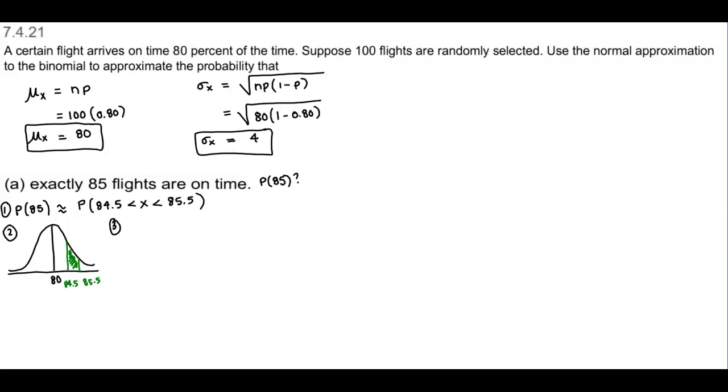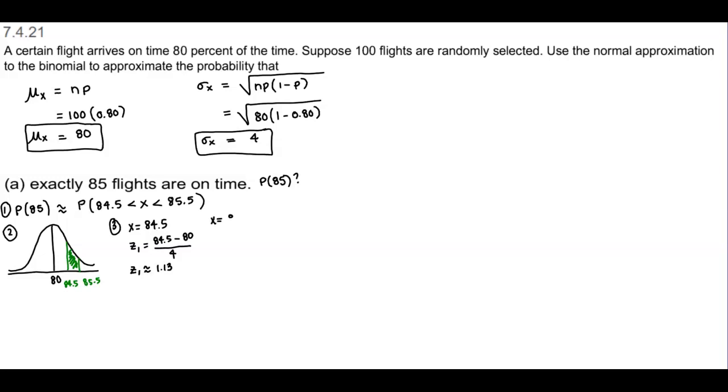If x is equal to 84.5, we're going to find the z-score, which we'll call z1. We know the formula: take the value of x, which is 84.5, subtract the mean that we got in the first part, which is 80, and divide by the standard deviation of 4. So z1 is approximately, rounded to 2 decimal places, 1.13.